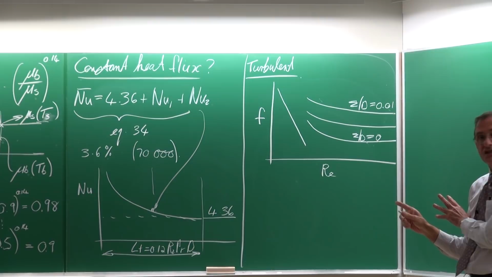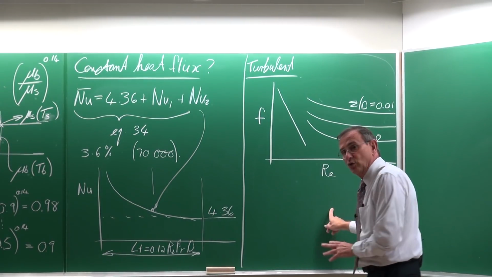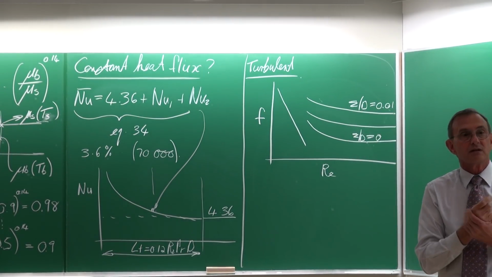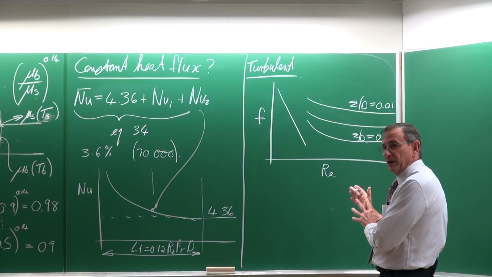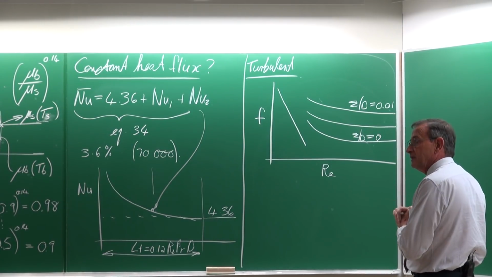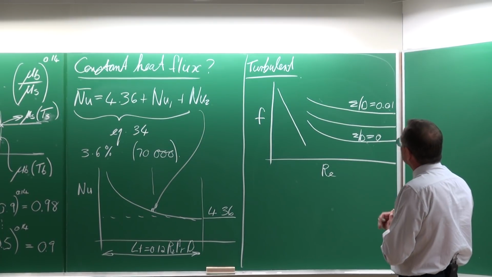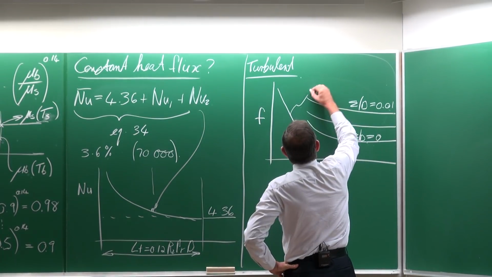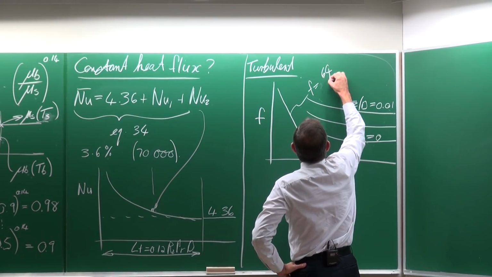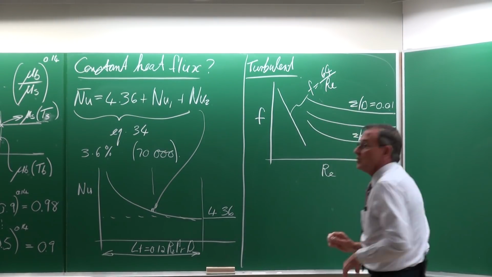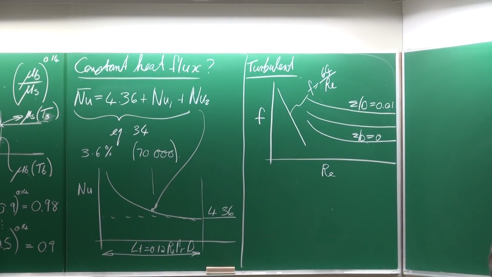Now this graph is in your textbook at the end, in one of the appendices, and you are going to use it quite a lot. So take note of it and make sure you know where it is. This line here is the one for laminar flow. So that is equal to 64 divided by the Reynolds number.